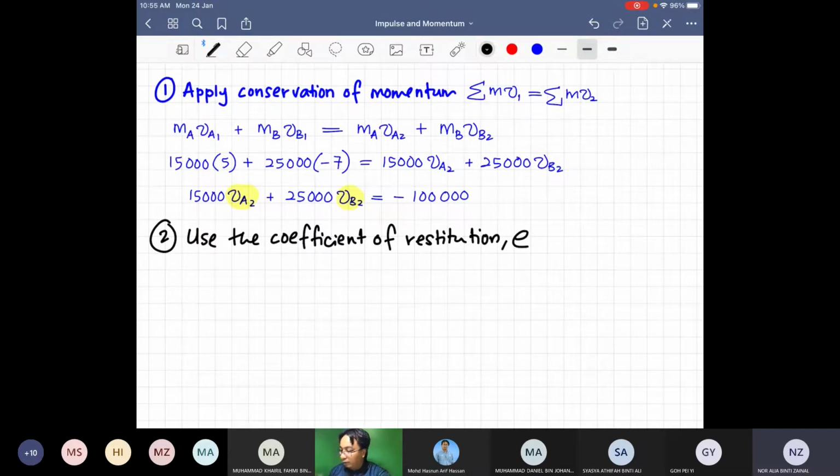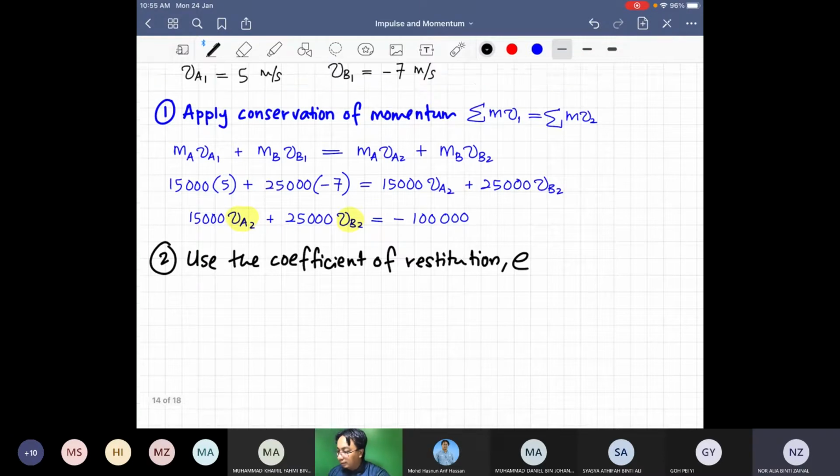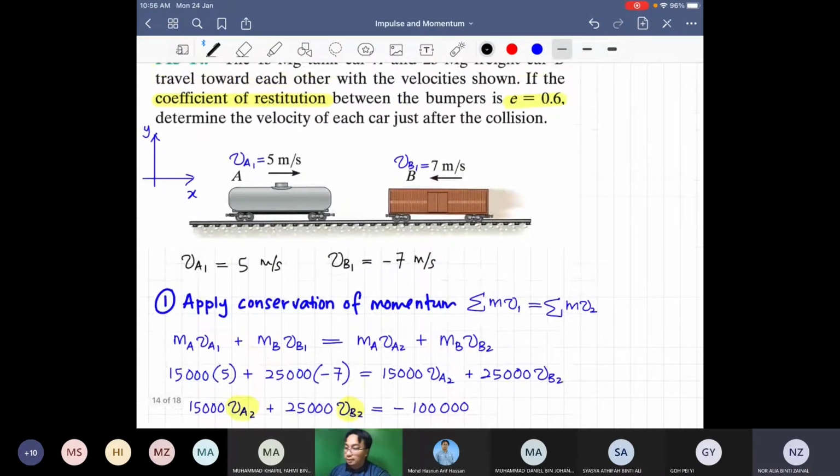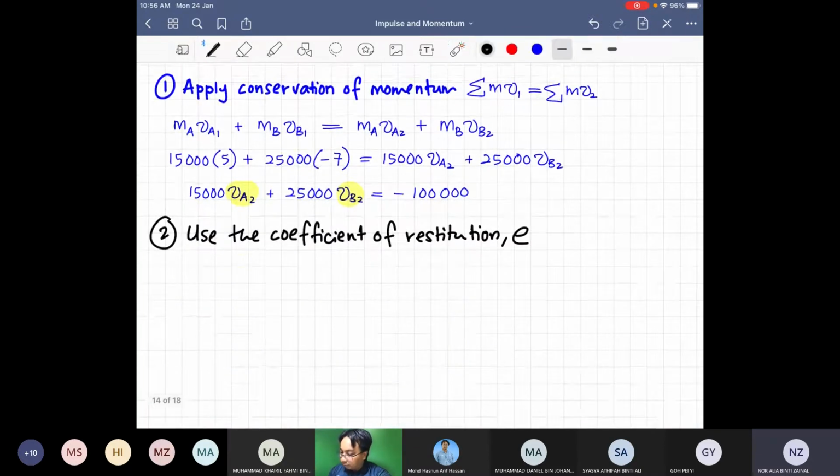Restitution, or they use the symbol E. In the question, E is 0.6. So we have to use this. We write E equals 0.6 equals, what was E earlier? Our equation for E, which is VB2 minus VA2, divided by VA1 minus VB1. Okay, this is what we learned earlier.